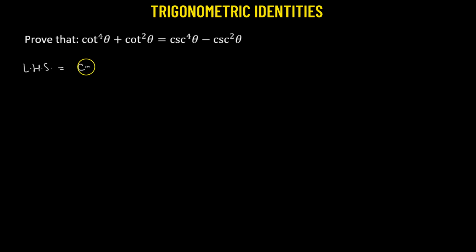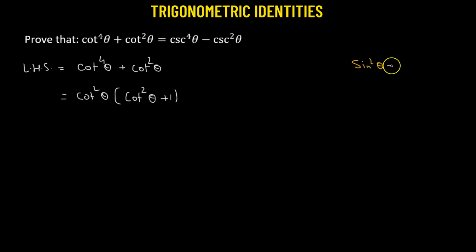So here we have cotangent of theta raised to the power of 4 plus cotangent of theta squared. Now if we take cotangent of theta squared as the common factor, then this will get multiplied to cotangent squared theta plus 1. Now we're going to use an identity. So we know that sine squared theta plus cosine squared theta is equal to 1.